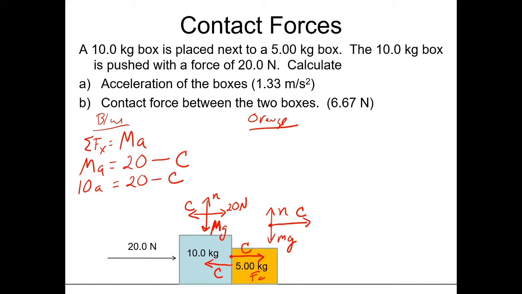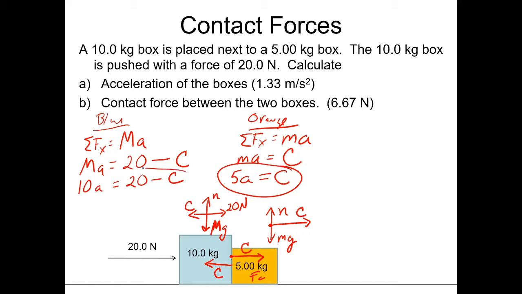And we're actually pretty much stuck at this point, because I have two variables. I have an a and a c, and I can't solve for two variables with a single equation. That's why we had to look at the orange box. Now the orange box is also going to move in the x direction. The only thing pushing it is the contact force. That's it. And the box is 5 kilograms, so we can go ahead and put that in. I've got 5a is equal to c.